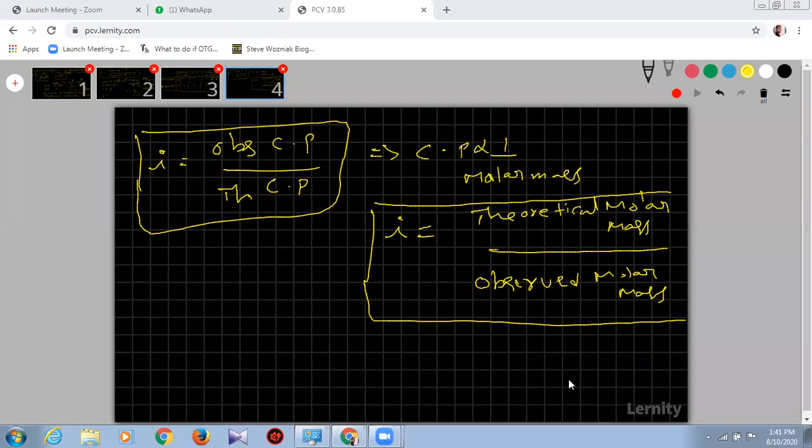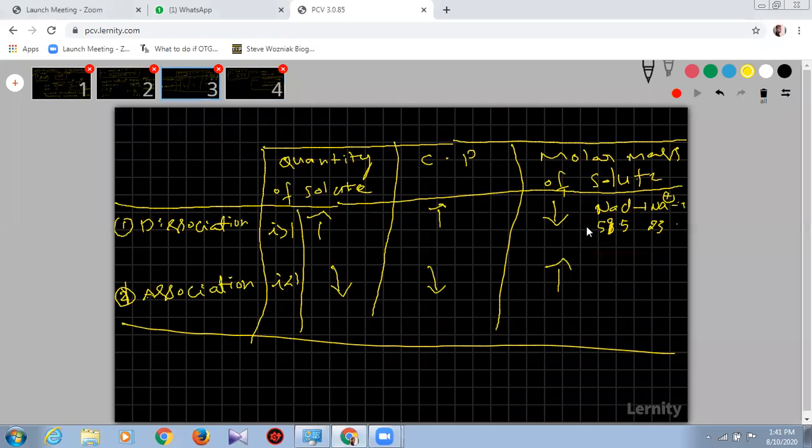Okay, ma'am. See here, I will tell you how it comes. Many people have confusion regarding molar mass, theoretical molar mass and observed molar mass. Now I will tell you. The relation I told you would apply in the case of association. Based on association only we are telling this. For dissociation, I'm telling you relatively.